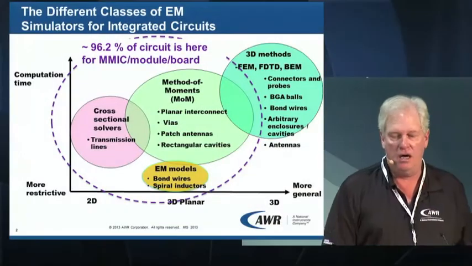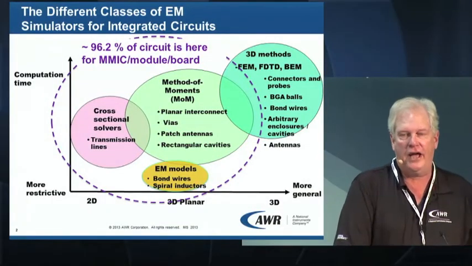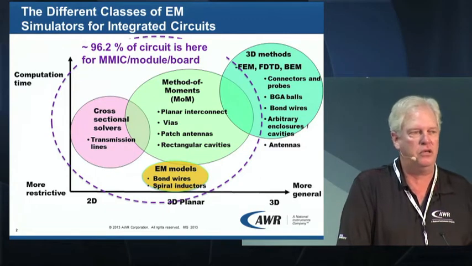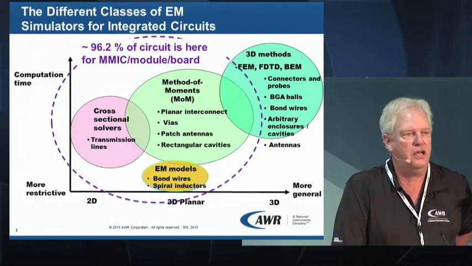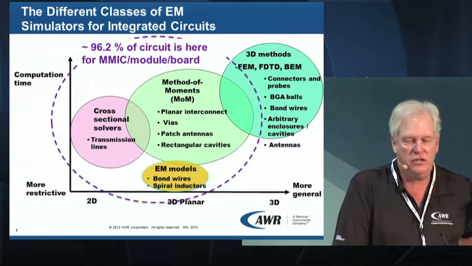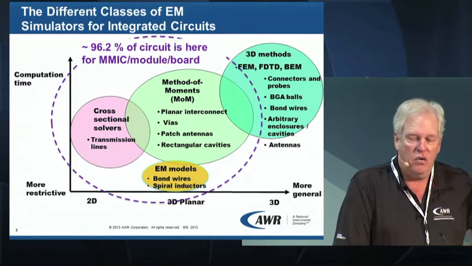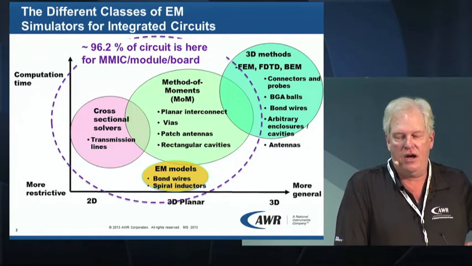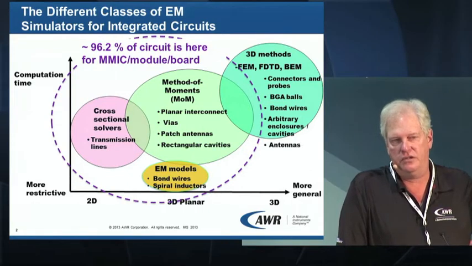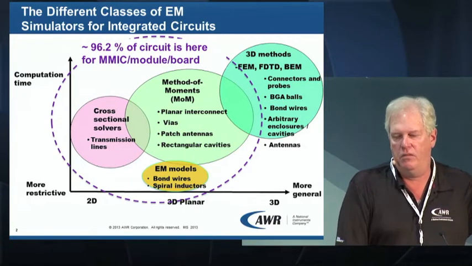Now, the vertical axis is computation time. Of course, in general, the more complicated the problem, the longer it takes to solve. The horizontal axis is how general the geometry is. These are, quite frankly, marketing terms.